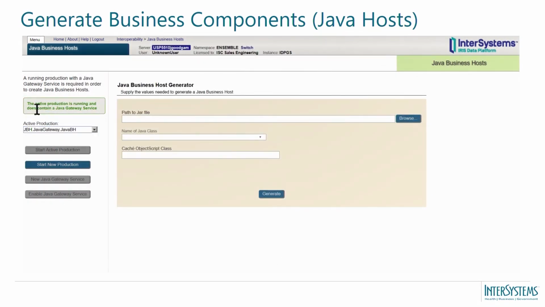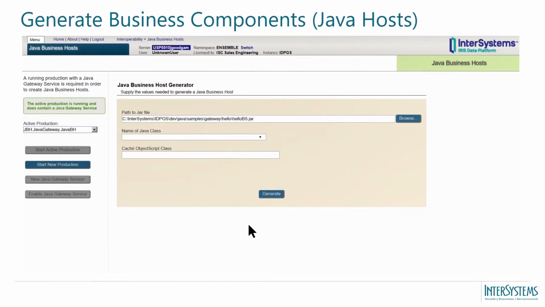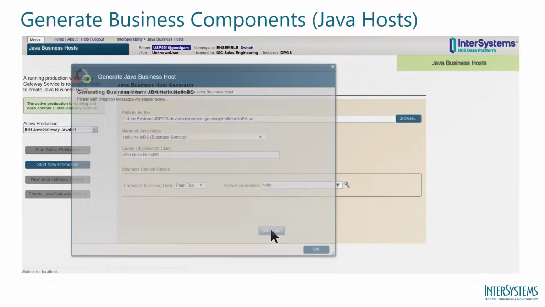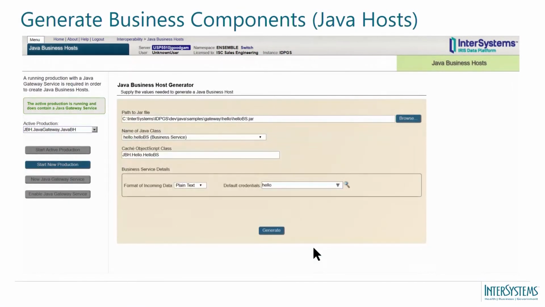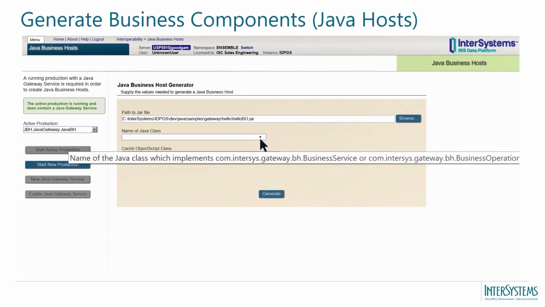There we go. And again, the production is running now. It just created that production. I'm going to browse to the jar files that we created just a few minutes ago, and I'm going to bring them in and create the Java class for the business service. And here's the credentials. We'll just drop those in. Continue. So this is generating the actual components that we're going to be using so that we can implement them. And we'll just go ahead and do the business operation while we're in here.